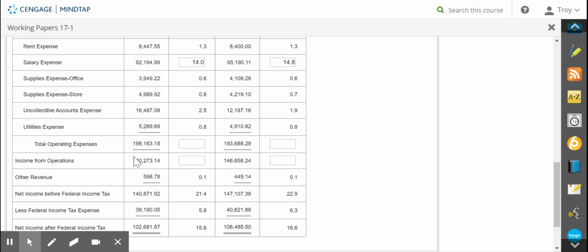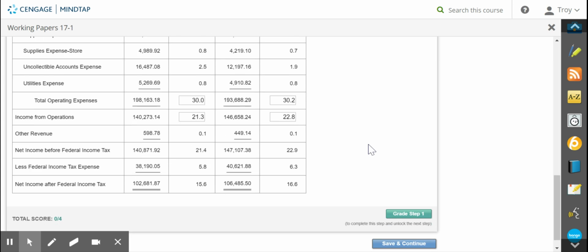All right, then down here, just to verify, we're going to do the same thing. We're going to take that number divided by the top number, which is the net sales number all the way through. We're going to get 30% and then 30.2%. And then for the income from operations, 21.3 and 22.8. So our operating expenses are down this year. And our income from operations, percentage-wise, is also down.